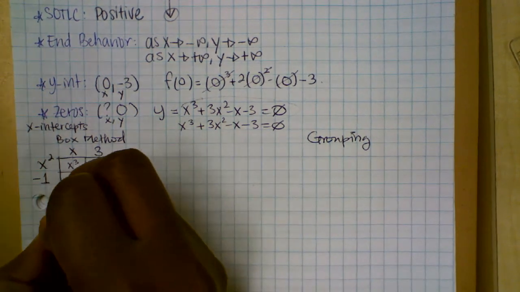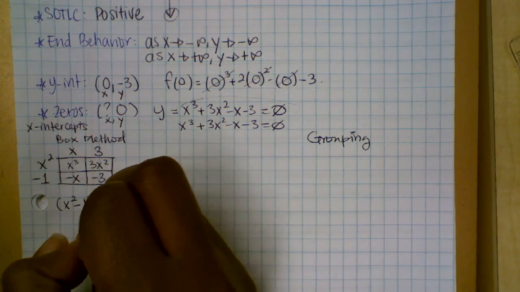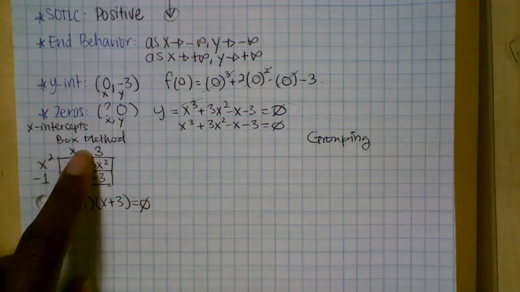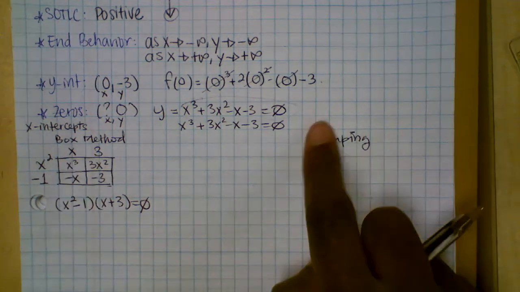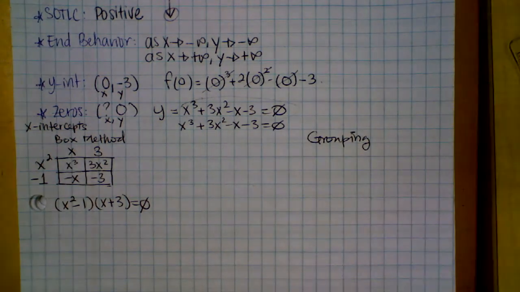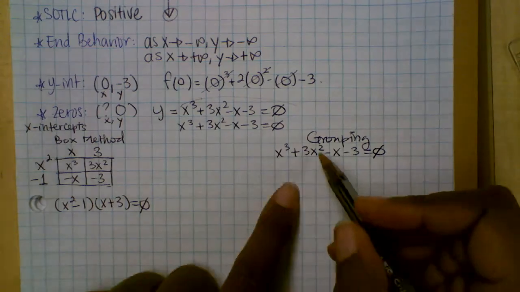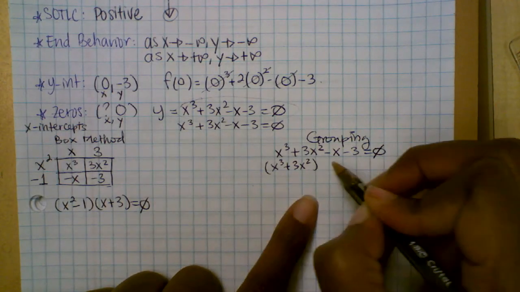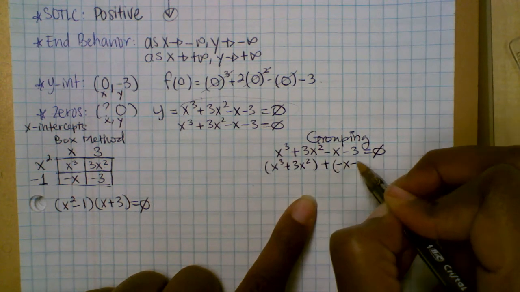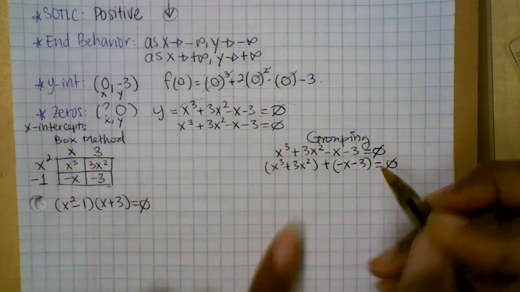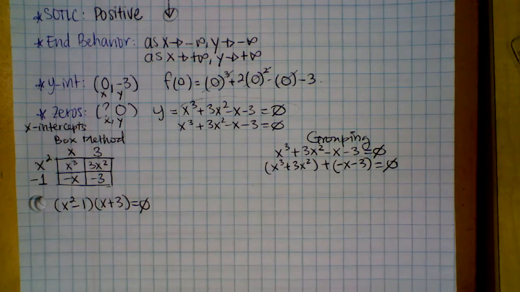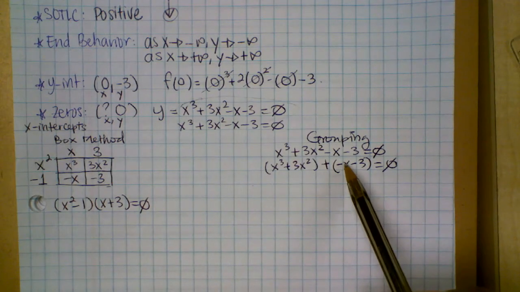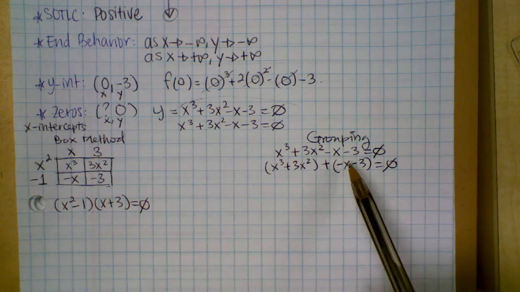So the factored form is going to be x squared minus 1 times x plus 3 equal to 0. Okay, that's using the box method. Next, you're going to do it by grouping. Grouping means you're going to group the left two terms together, and then group the right two terms together. Make sure when you do grouping, if you have a negative, the negative goes inside the parentheses.